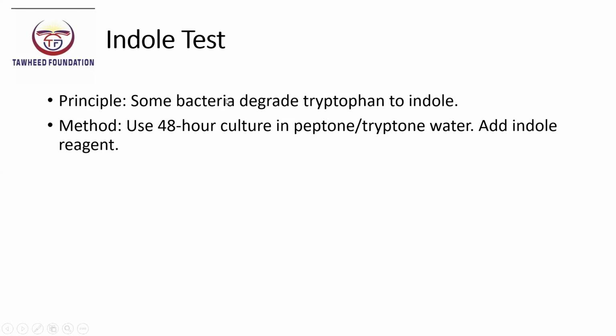The indole test detects the ability of certain bacteria to enzymatically degrade the amino acid tryptophan into indole, pyruvic acid, and ammonia. This breakdown is catalyzed by the enzyme tryptophanase. Indole production is a key biochemical feature used to differentiate members of the Enterobacteriaceae family. Bacteria such as E. coli, Proteus vulgaris, and Morganella morganii typically test positive for indole production.